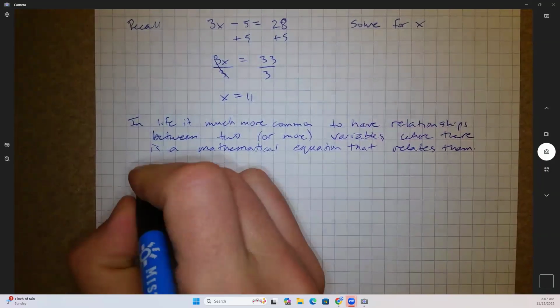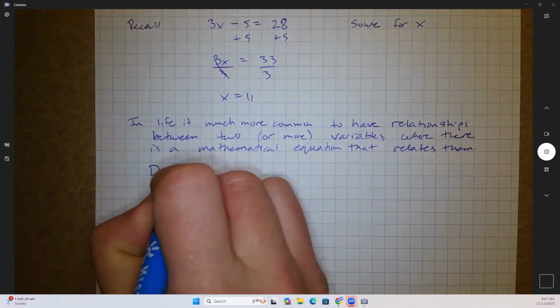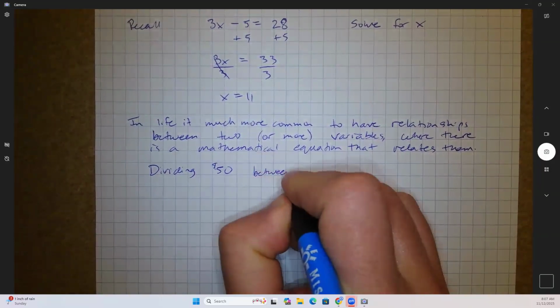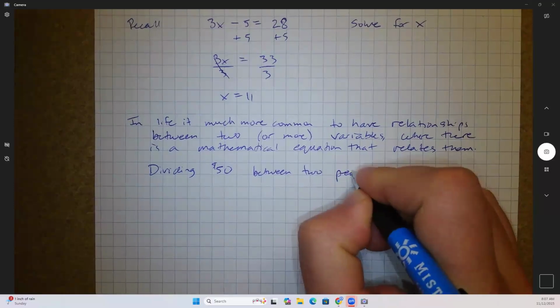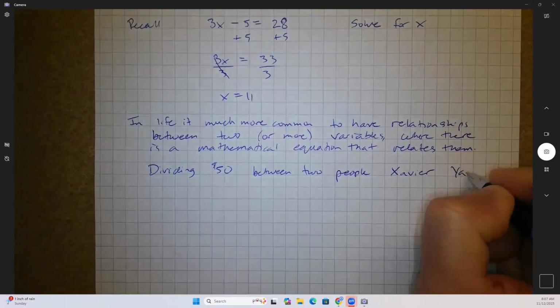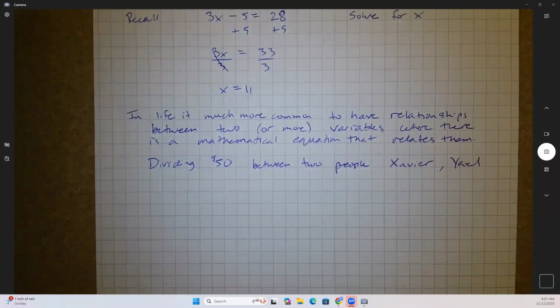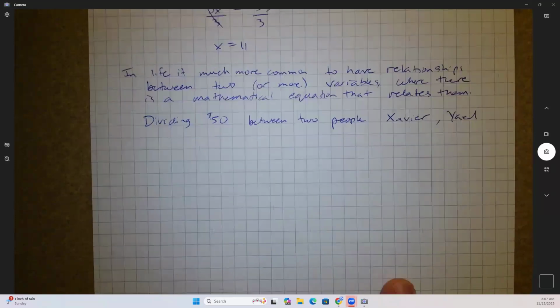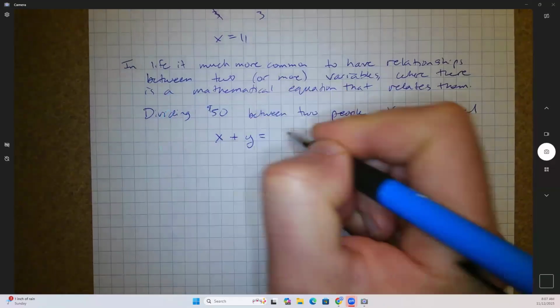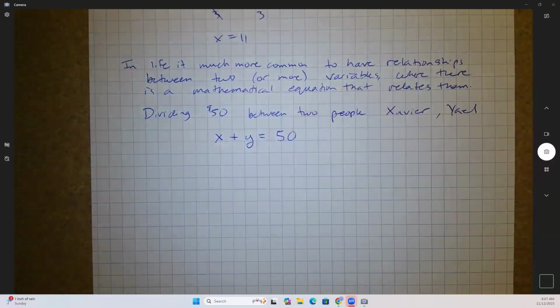For example, dividing $50 between two people, Xavier and Yael, then this relationship can be represented as the amount of money Xavier gets plus the amount of money that Yael gets has to equal $50. And we have an equation with two variables. And so we just use letters for both of those variables.